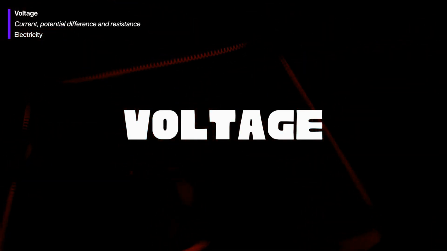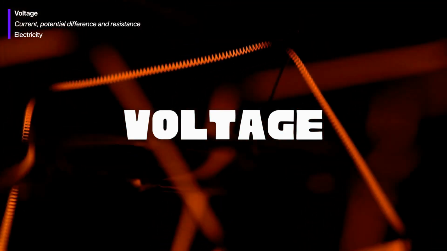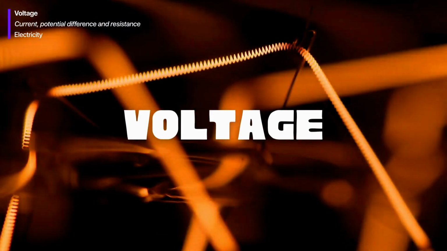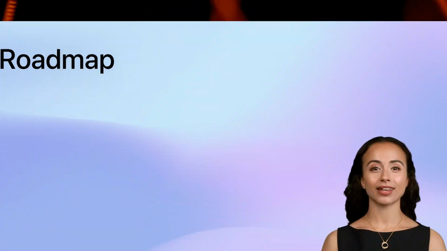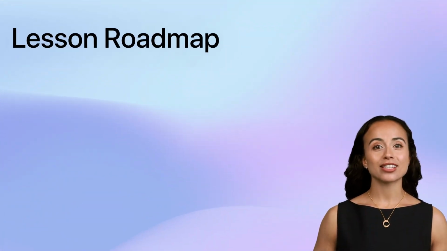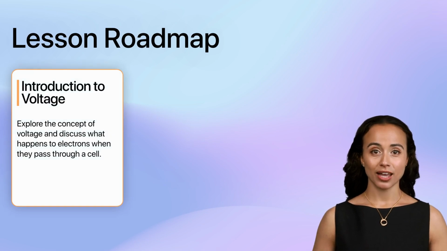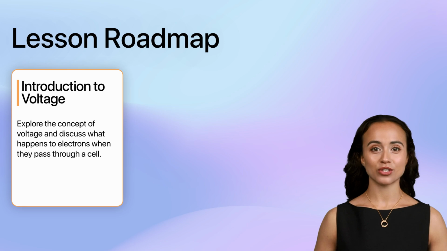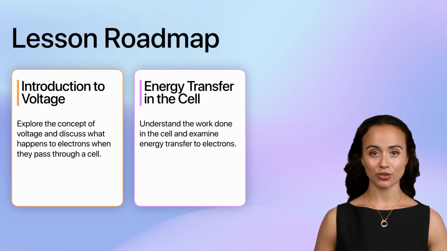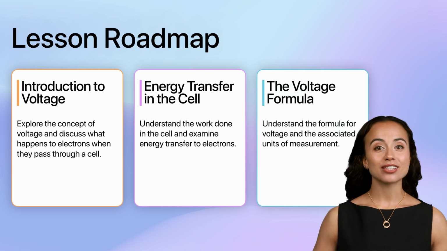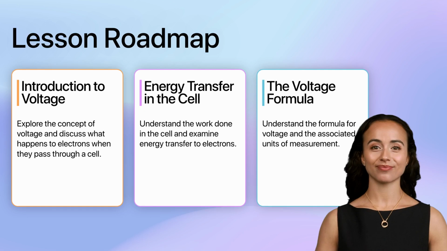Hello! Welcome to today's lesson on voltage and how it relates to energy transfer in electrical circuits. In this lesson, we will firstly explore the concept of voltage and discuss what happens to electrons when they pass through a cell. We will then understand the work done in the cell and examine energy transfer to electrons. Finally, we will understand the formula for voltage and the associated units of measurement.